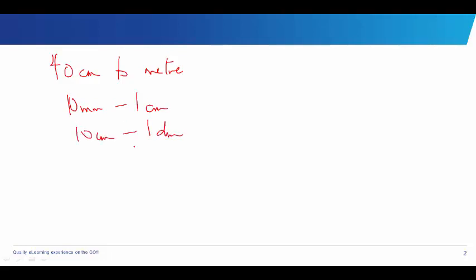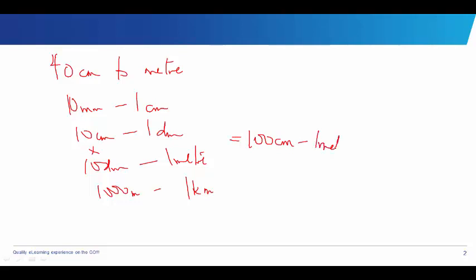So we said convert 40 cm to meter. So we already have that 10 millimeter makes 1 centimeter, 10 centimeter makes 1 decimeter, 10 decimeter makes 1 meter, 1000 meters makes 1 kilometer. So since we are converting from centimeter down to meter, we'll just multiply these two. So it will give us 10 times 10 is 100 centimeter. 100 centimeters now will make 1 meter.